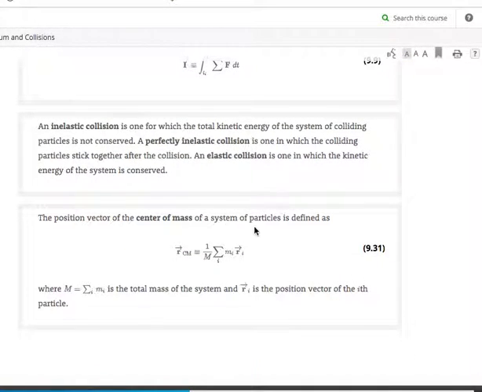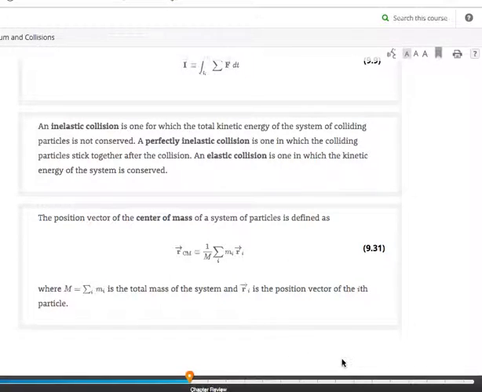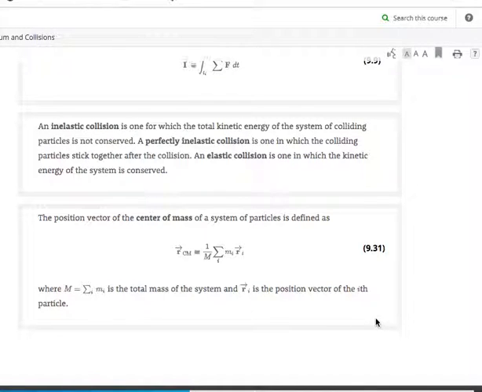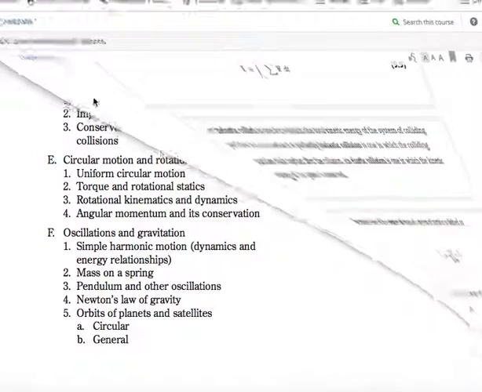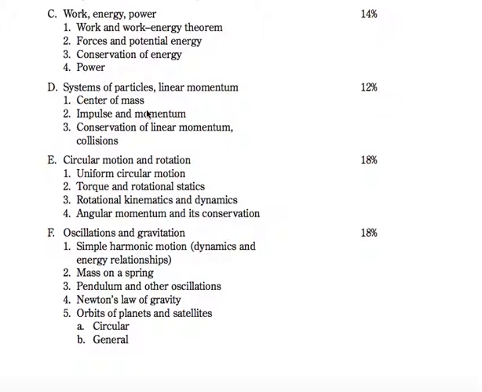Again, I gave y'all kind of an integral formula here: integral of x dm over integral of dm. Let's see, is that everything? Center of mass, impulse momentum, conservation of linear momentum. That's it for that one. Okay. 2 more.